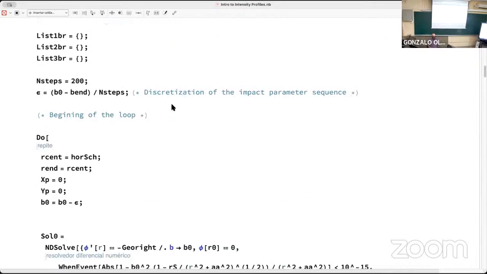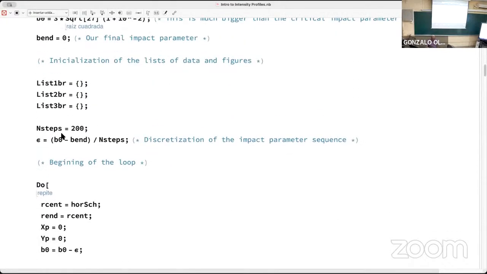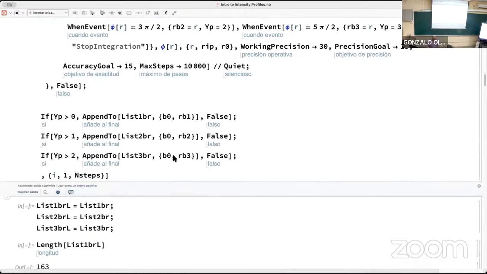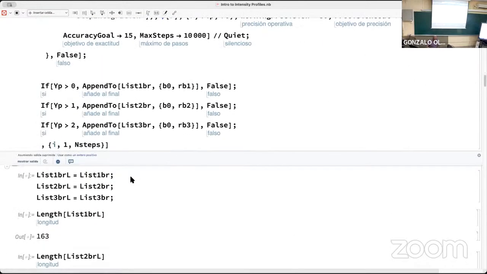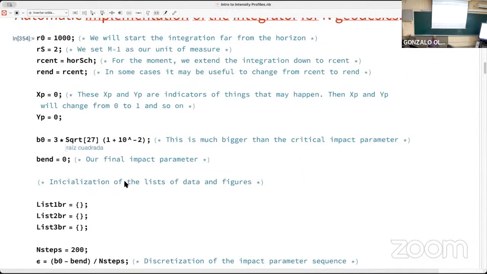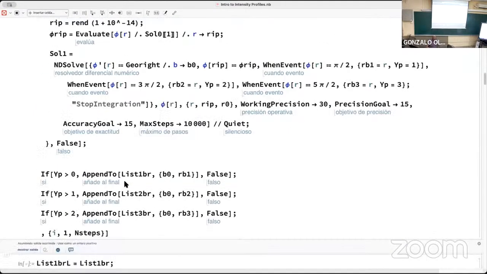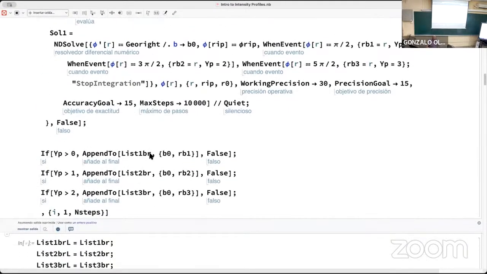Okay, so it's finished. It's faster than I expected. We are just computing 200 geodesics and storing the information of these points. You can see here, we are generating lists. List 1 is for the direct image, and it saves the impact parameter and the location on the disk.